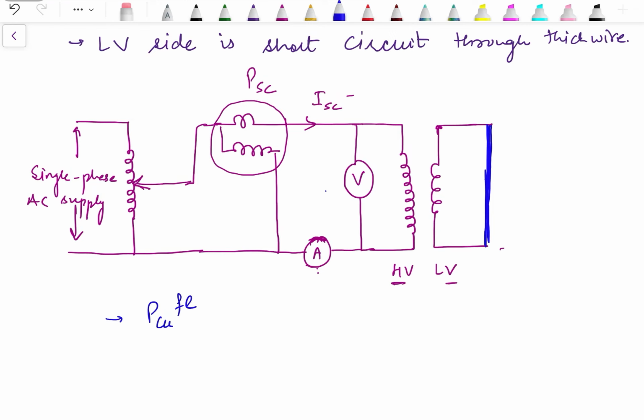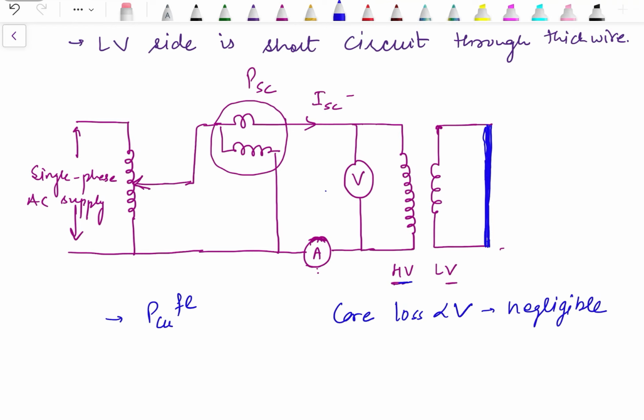They will occur. Also, since this side is short circuited, the rated current starts flowing at much lesser voltage in comparison to the rated voltage. Let's say if the rated voltage of the transformer is 200, it's possible that the rated current will start flowing during the short circuit at 30 volts. Since the voltage is much less than the rated voltage, so the core losses which are proportional to voltage, they are negligible.